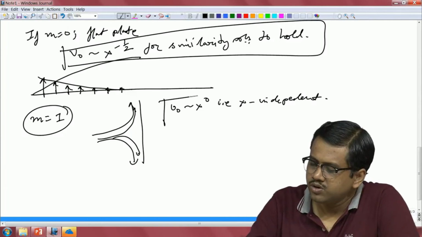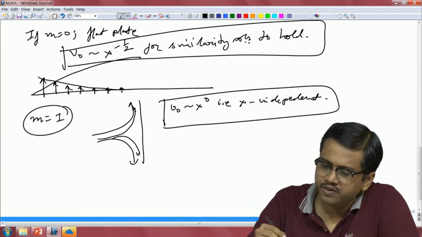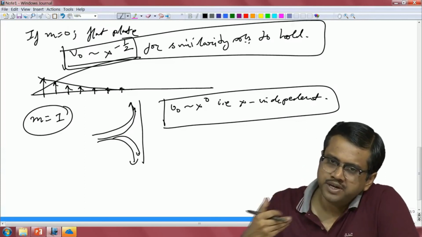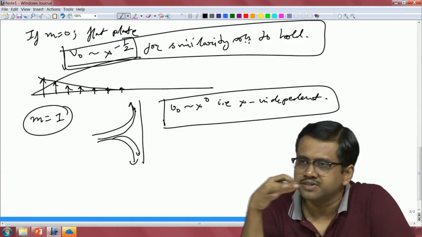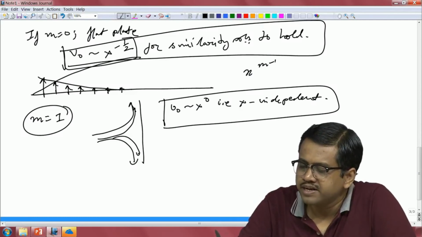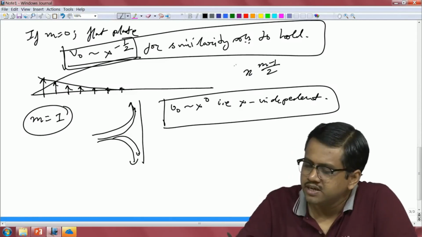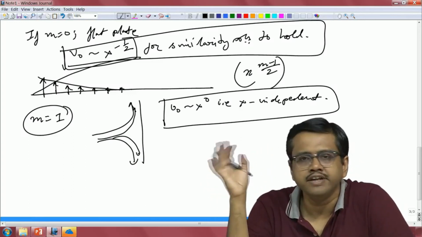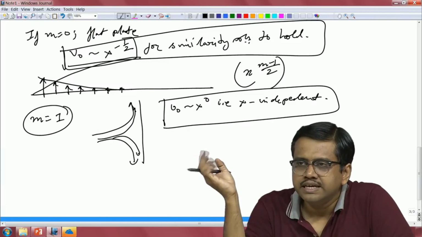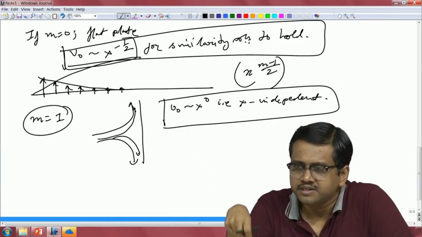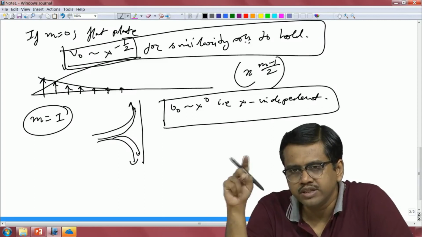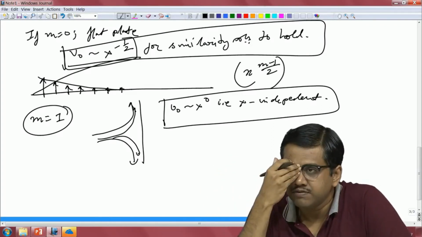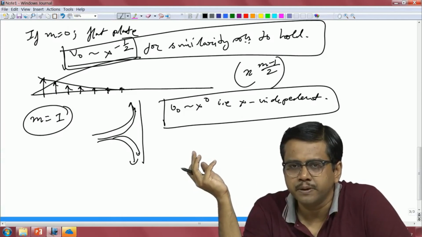So, this is x independent for the Hyman's flow. It is x to the power of minus half for a flat plate, and for in between any other parameters or angles, it should vary as x to the power of minus (m minus 1) by 2, in order for the similarity solution to hold. Now, remember, you can have any type of suction and blowing. For these kind of parameters, if the functional form is like this, then only the similarity solution will hold. But in real life, you can have other kinds of suction and blowing as well.